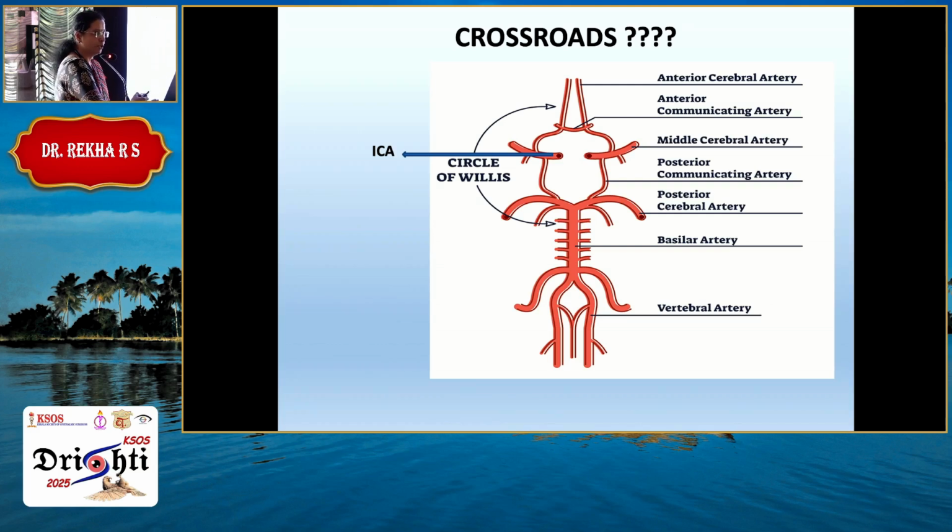So in a crossroad, you can go in any direction. The same thing happened here. As soon as the blood was entering the internal carotid artery, it was leaking immediately into the cavernous sinus. So there was no blood to supply the right ACA and the right MCA. So the right ACA was actually stealing blood from the left ACA through the anterior communicating artery, and the right MCA was stealing blood from the posterior circulation through the posterior communicating artery.